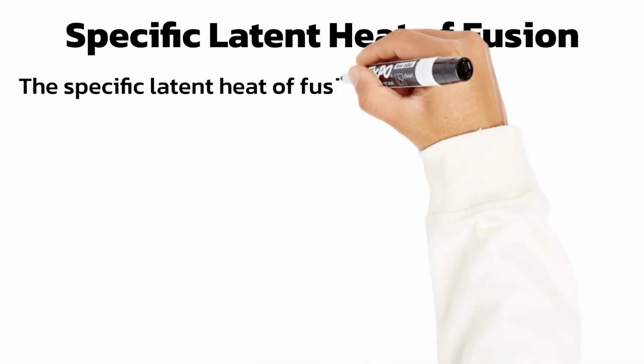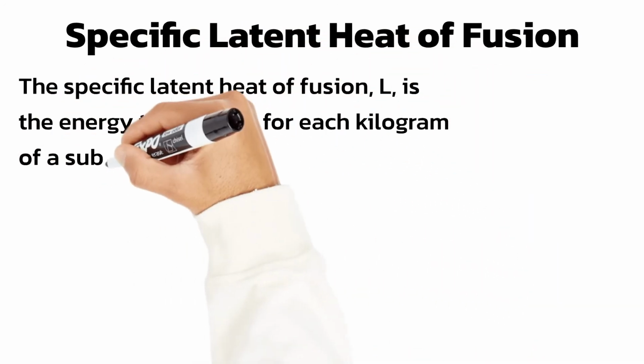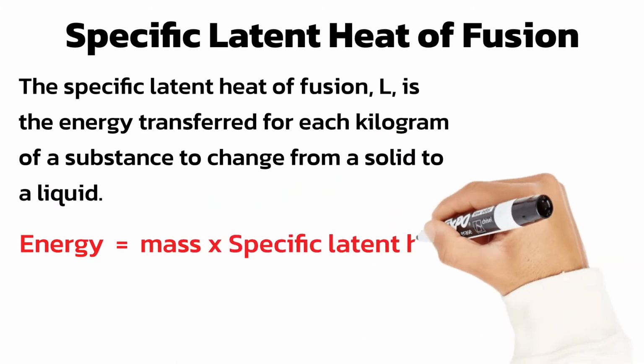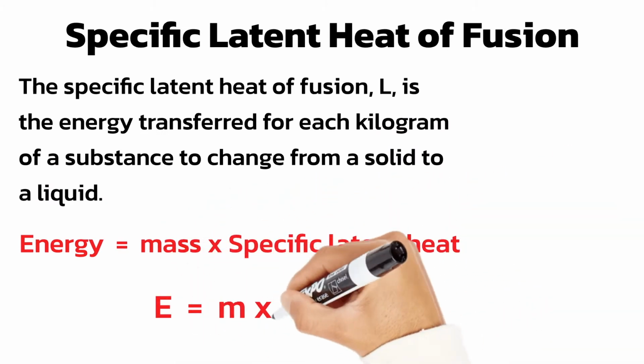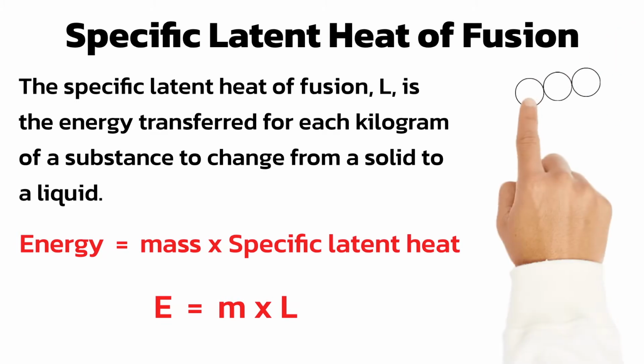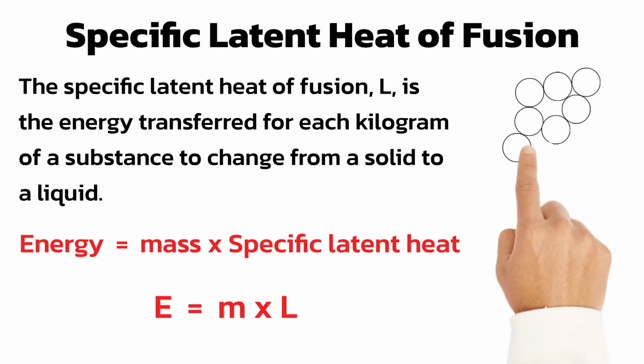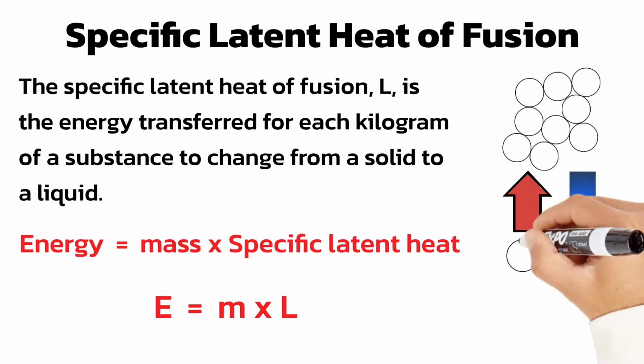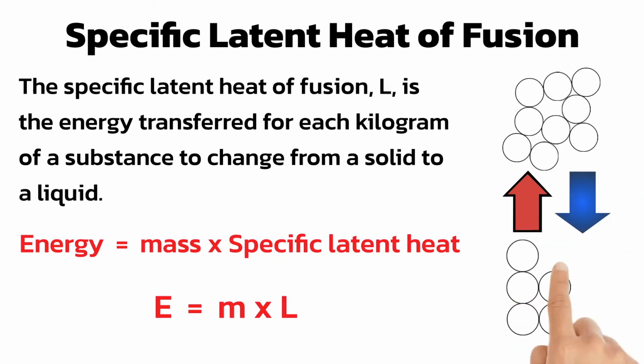The amount of energy needed to melt or freeze 1 kilogram of a substance at its melting point is known as the specific latent heat of fusion. The formula can be rearranged to give energy transferred equals mass times specific latent heat of fusion, or E equals M times L. As melting is a different process to boiling, the energy requirements are different, so each substance has two specific latent heat values.